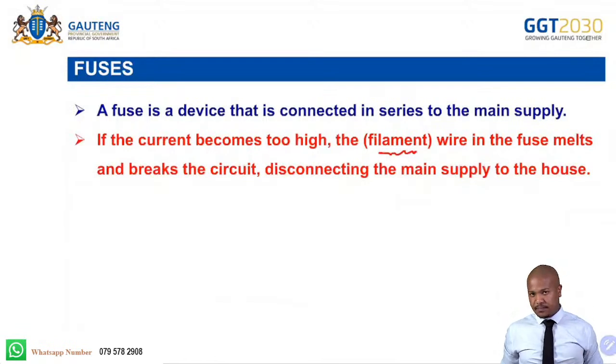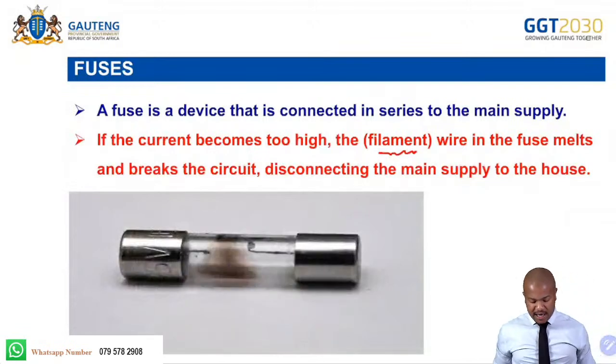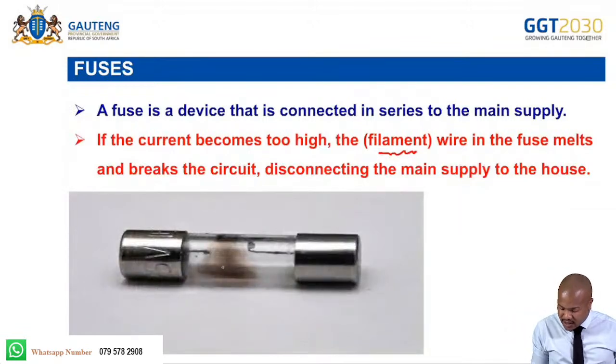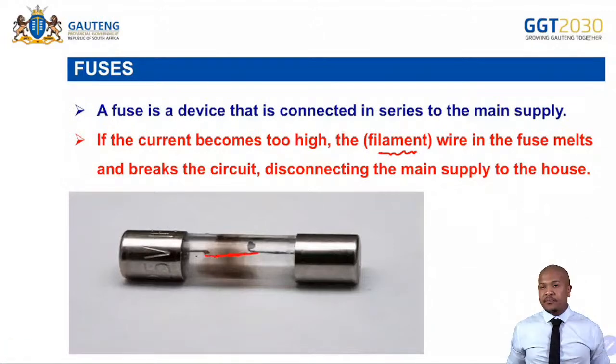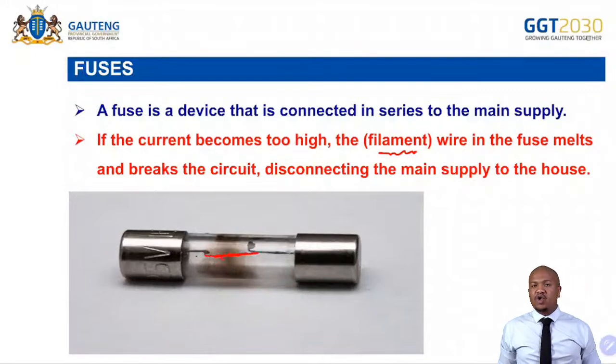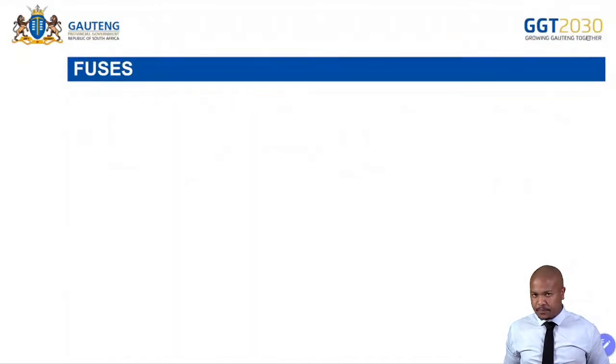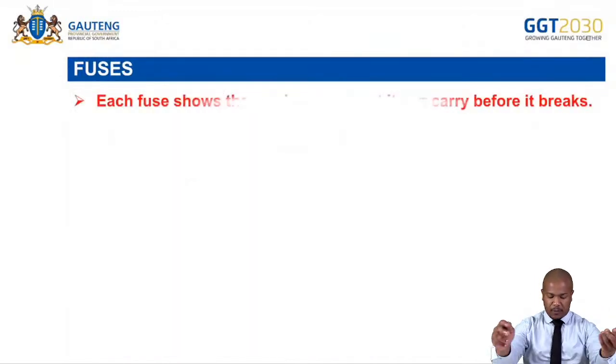to avoid electric hazard. So this is what a fuse looks like. As you can see here, there is a wire inside, which is called the filament. The filament is the one that melts and breaks to cut off the circuit, to cut off the current from flowing through. Are we together? So now, how does this fuse actually work? Let's look at this now.